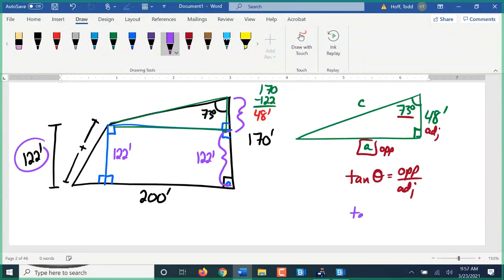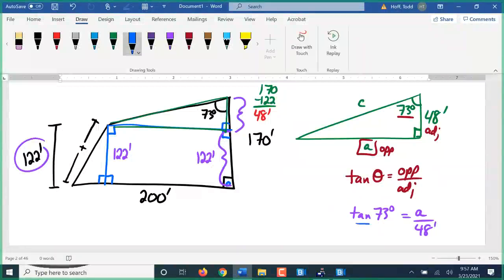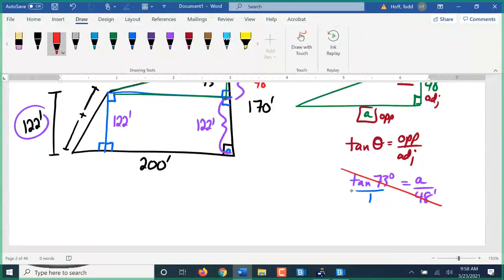Well, I know my angle is 73 degrees, so I put that in for theta. My opposite side, that's what I'm looking for. That's side A. My adjacent side is the 48 feet. So once again, I am looking for a missing side. So I make it a proportion by putting the trig function over 1. And I will cross multiply and divide. Well, this is tangent of 73 degrees times 48 feet divided by 1.